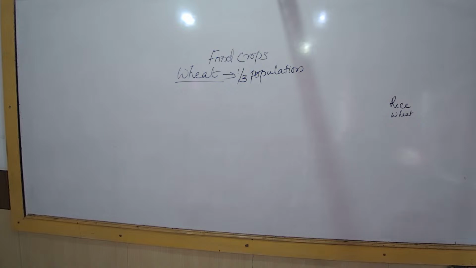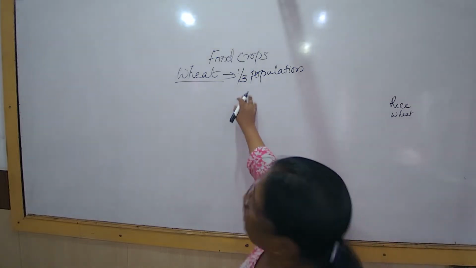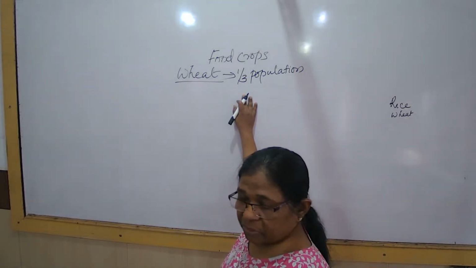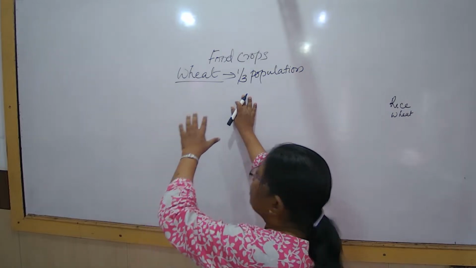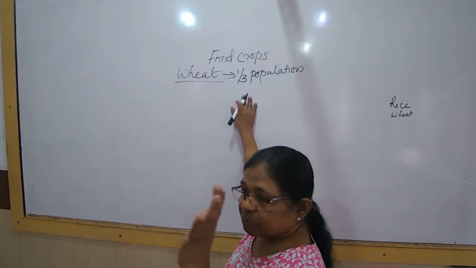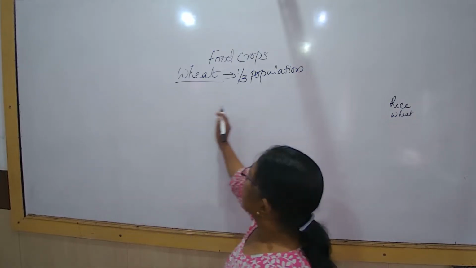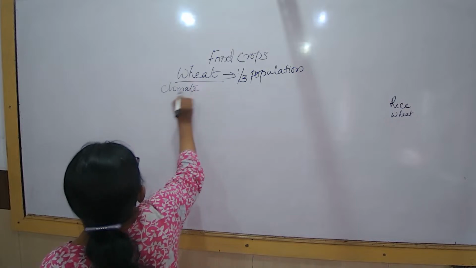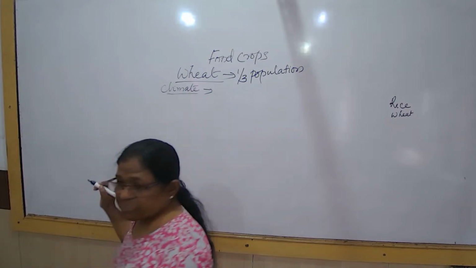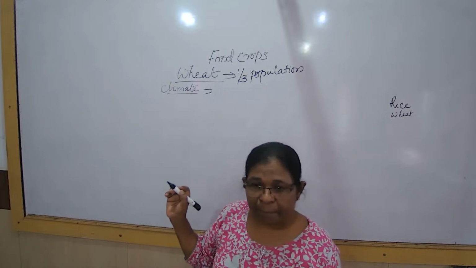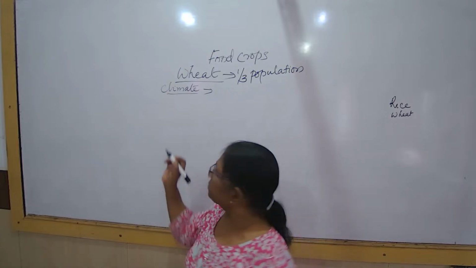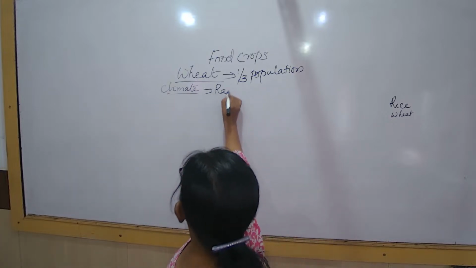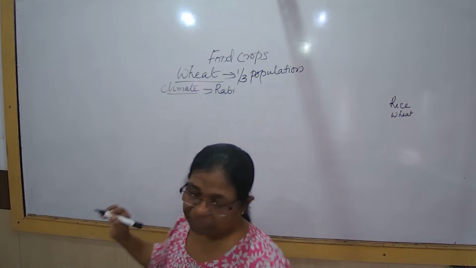Then we are going to see, so importance we have seen. So second place in India. In the world, 1/3 of the population's staple food is wheat. Now we are going to study about the climate. What is the climatic condition? Which type of crop is wheat? Rabi crop. Yes. So wheat is a rabi crop.